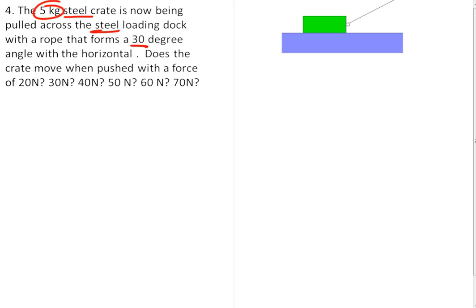Alright students, today we're going to look at this particular problem. Actually, we've got two problems dealing with friction. They're a little bit more advanced, that's okay.